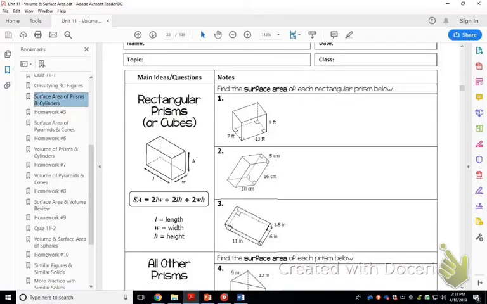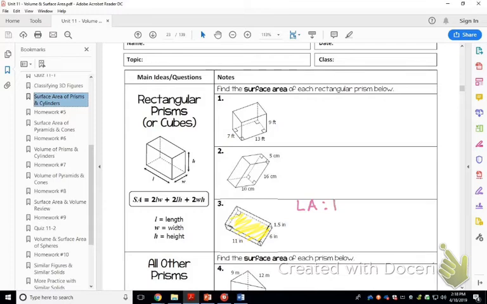Okay, so now we're going to look at 3. We're going to do our lateral area first. Did you guys shade in your base? Yes. All right. So did you shade this part in? Yeah. So that's your base. Okay, so then what is the distance between the two bases?